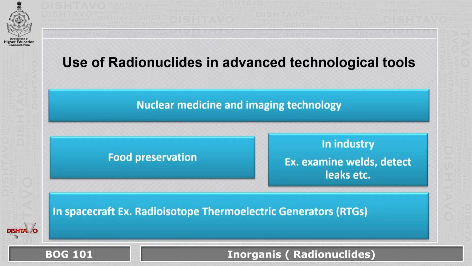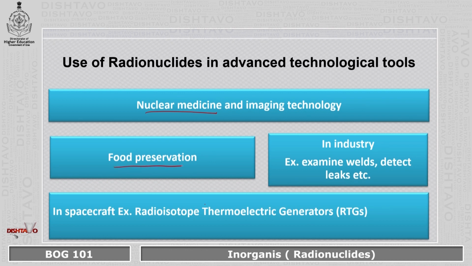Though they are having various negative effects, radionuclides have found their way into various advanced technological tools. That is, they are used much in nuclear medicine, that is imaging technology, x-rays. All of us use x-rays as a technology. Various imaging technologies in medicine today use radionuclides as they have the penetration power inside the body and get us the updates from inside the body.